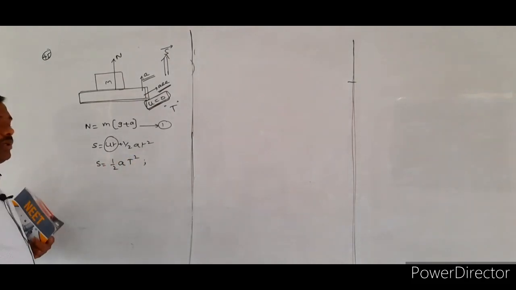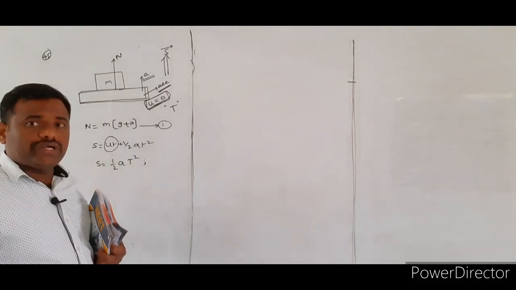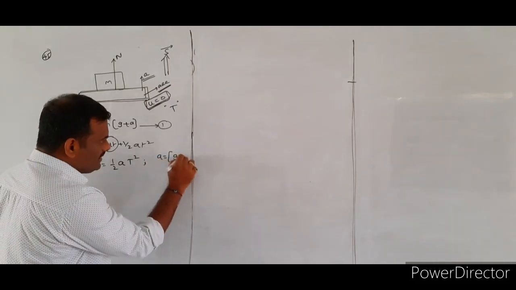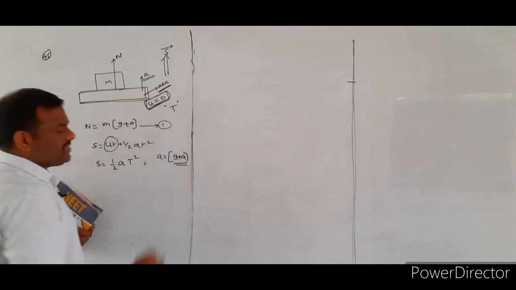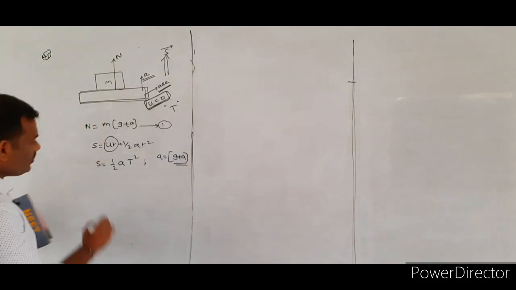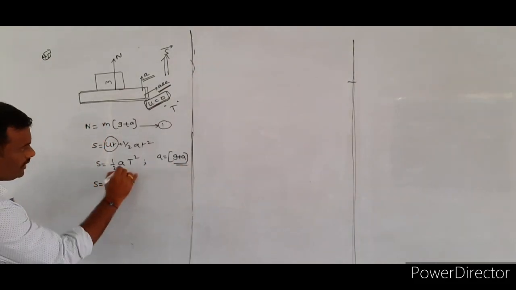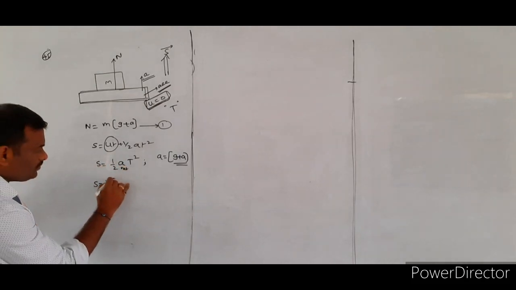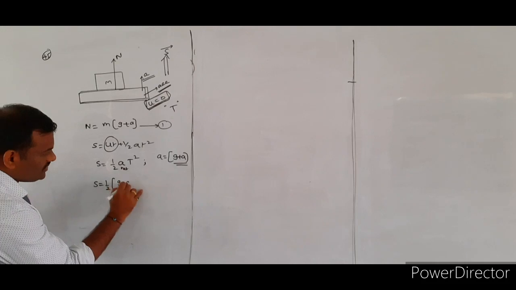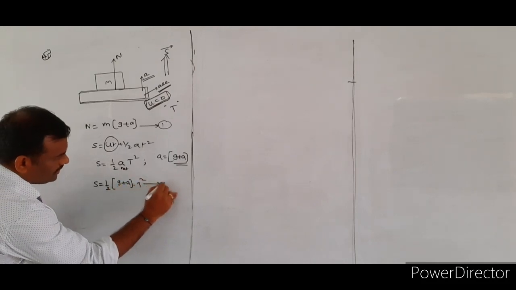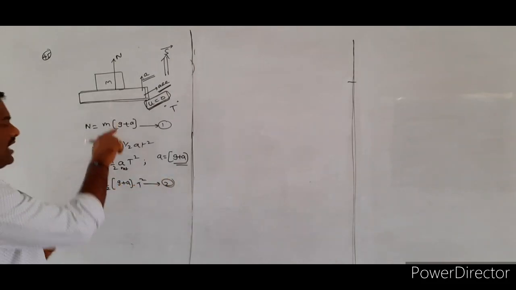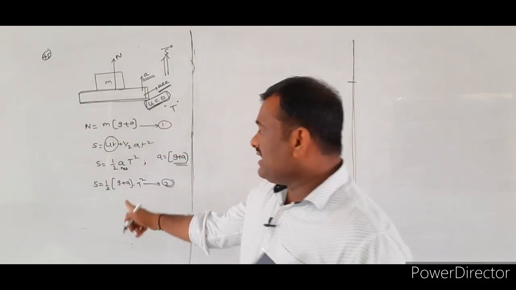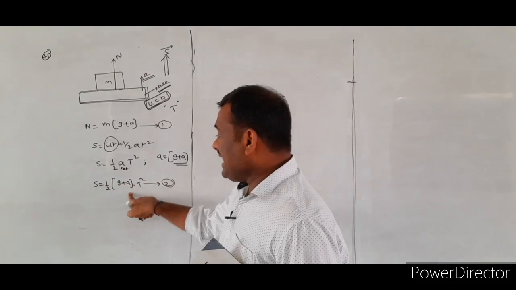But we already said, whenever the lift is moving in the upward direction, the acceleration value will be taken as g plus a. Net acceleration is equal to what? g plus a. So the displacement value is equal to half into (g plus a) into T square. Equation number 2. So the normal reaction value is N is equal to M into (g plus a), and displacement is equal to half into (g plus a) into T square.